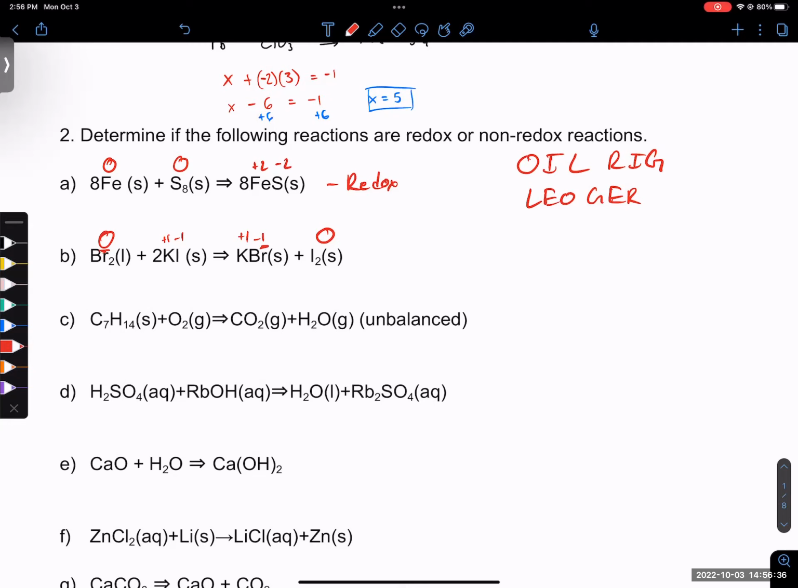So in this case, 0 to -1, is bromine being reduced or oxidized? Exactly. Now what about iodine? Is it being reduced or oxidized? Oxidized? Exactly. So this is a whole redox reaction.